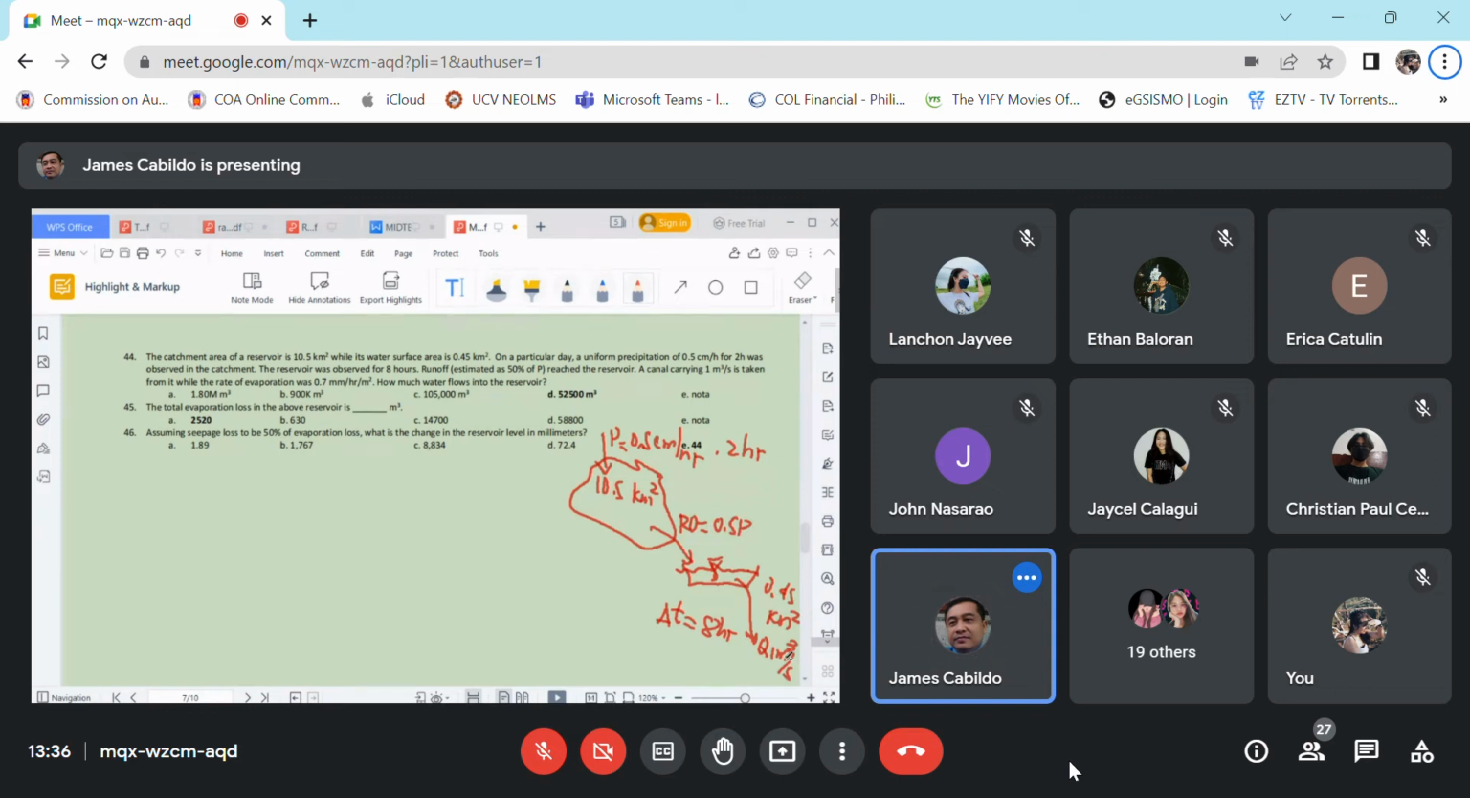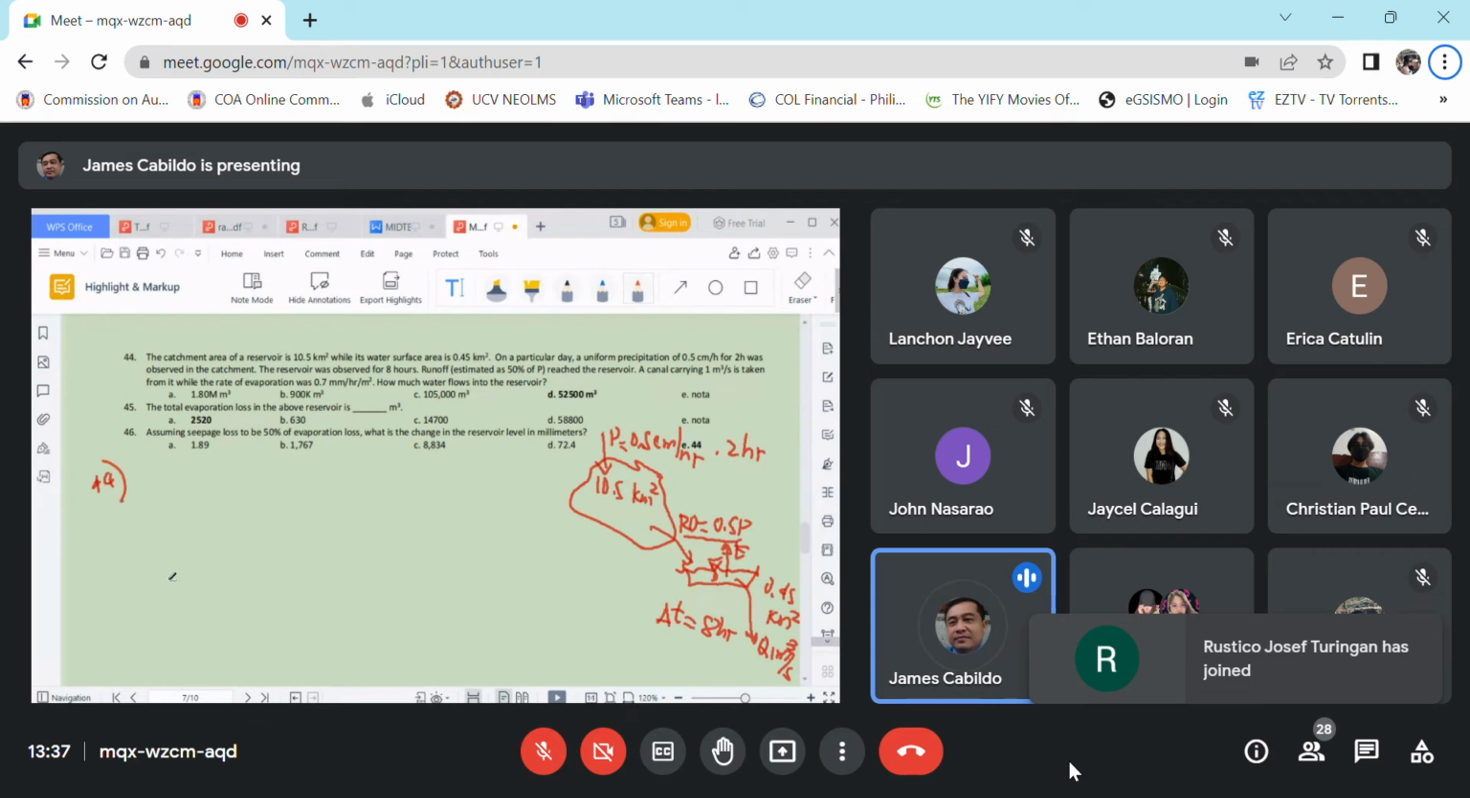Okay? And then there is evaporation. May evaporation na lumalabas sa reservoir. Now, first question, how much water flows into the reservoir? So ang tinatanong ay ito. How much water flows into the reservoir? Pero ang unit ay in cubic meters. Okay, so yun yung unang one natin sa 44.